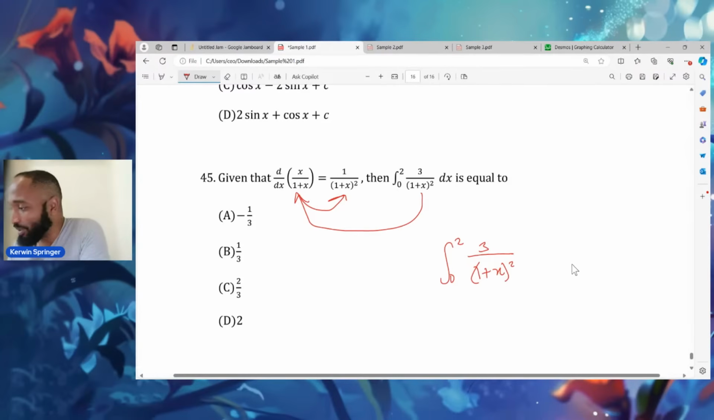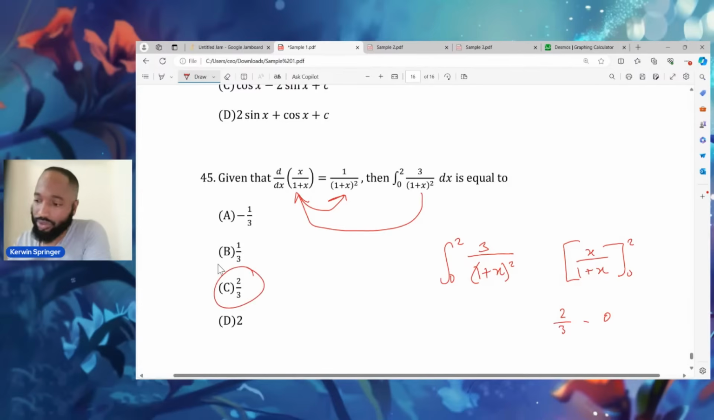So if you integrate this, what they're basically telling you is to put in between 0 and 2 the expression x over 1 plus x. Understand? And so you'll end up with something like 2 over 3 minus 0. 2/3, yes. Actually, it was faster to just use the little tip. All right, and that's the end of that.